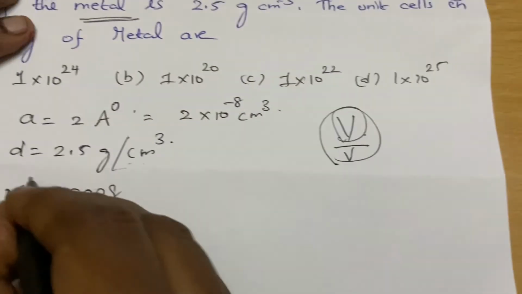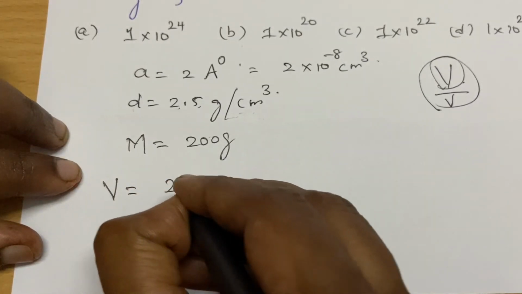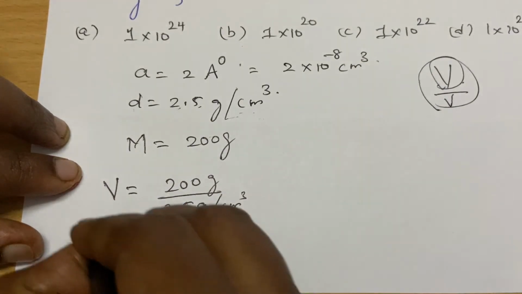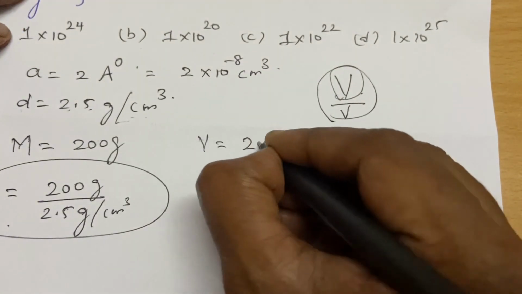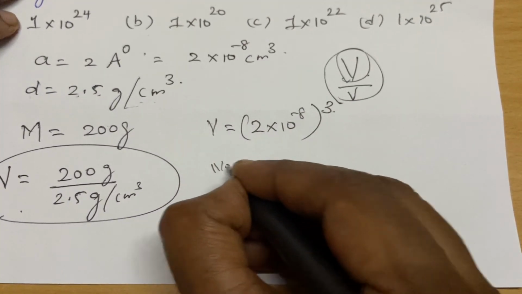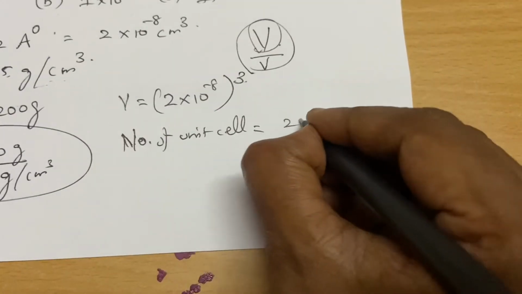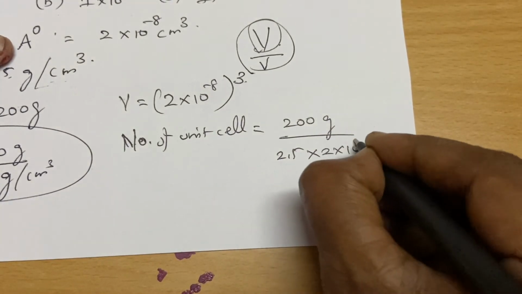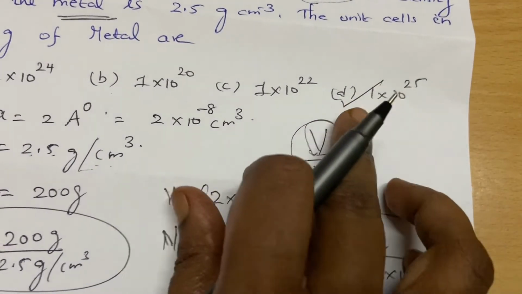How to find this? Using this relationship you can find it. Capital V is equal to 200 grams divided by 2.5 grams per centimeter cube. This will give you the capital V. I am not going to do it elaborately. This is your small v. So the number of unit cells is equal to 200 divided by 2.5 into (2 into 10 to the power of minus 8) the whole cube. If you solve this, the answer is 1 into 10 to the power of 25.